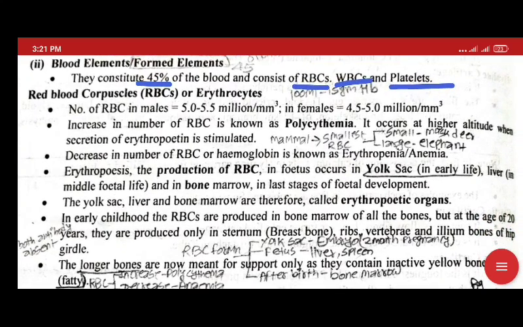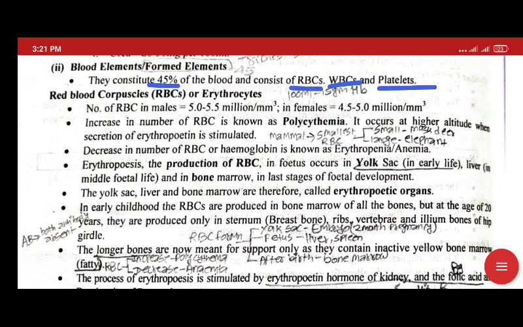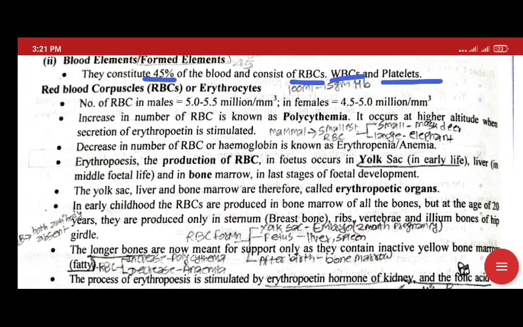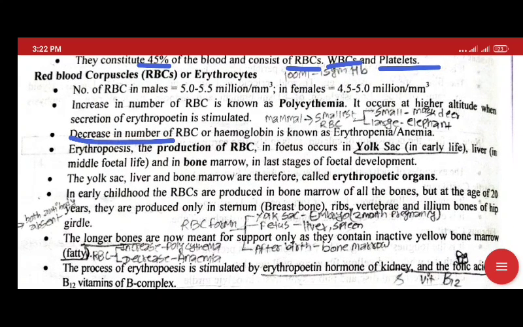Here, if hemoglobin is decreased, that is called anemia. The decrease is called anemia.